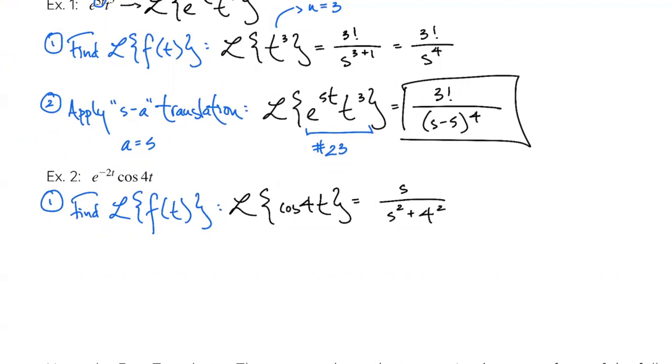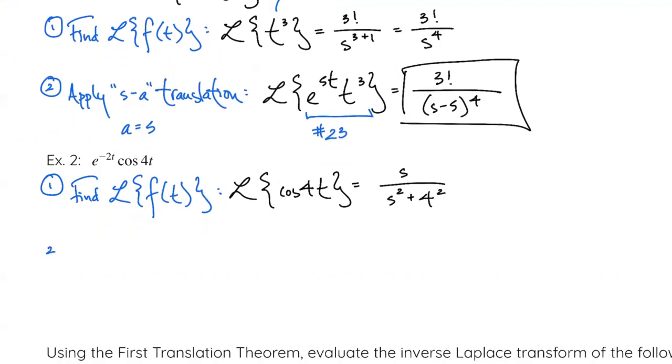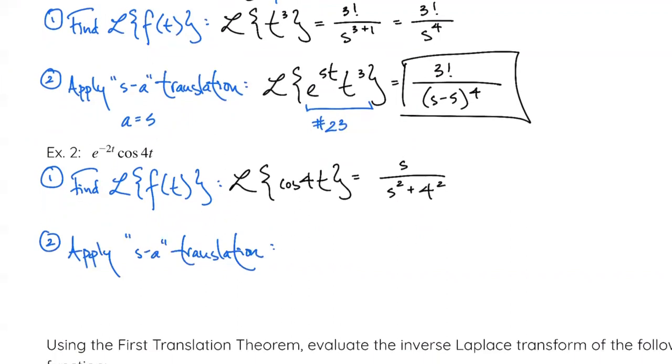Now let's apply the shift. All right, now let's apply the shift. So we apply our s minus a translation. And so in this case, what can we identify as our a in question number 2?